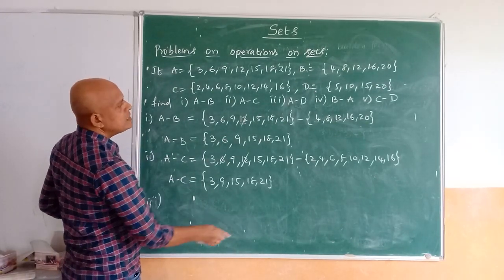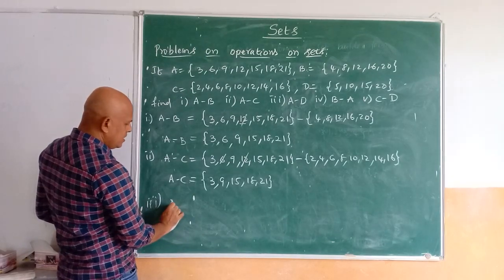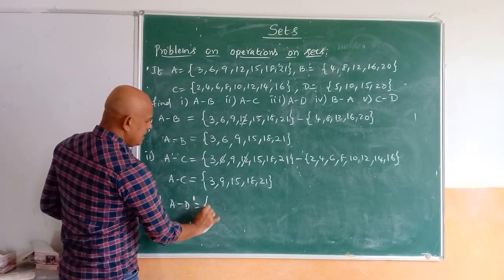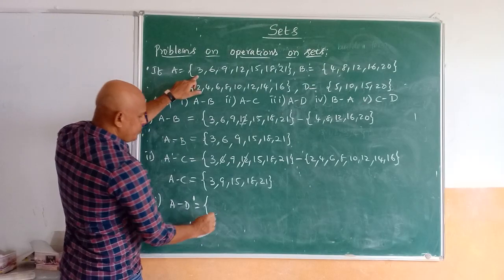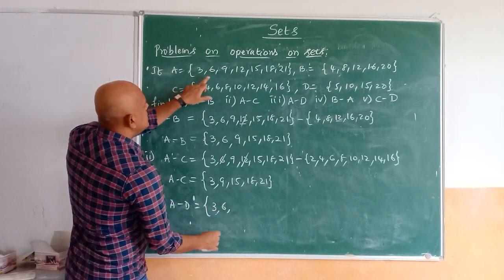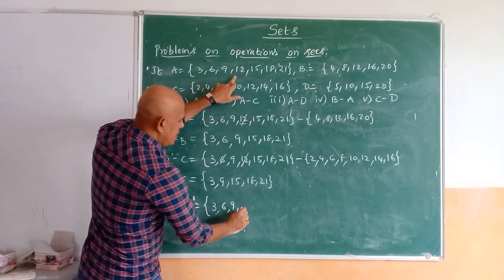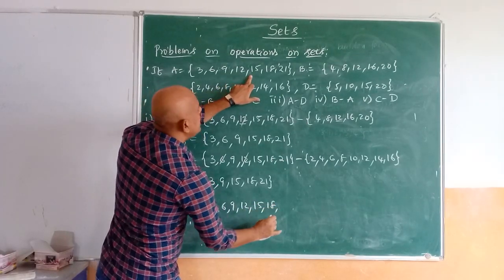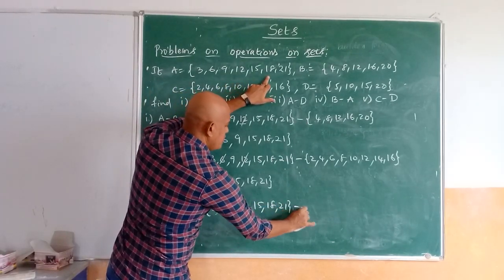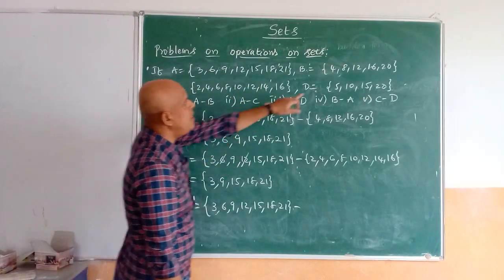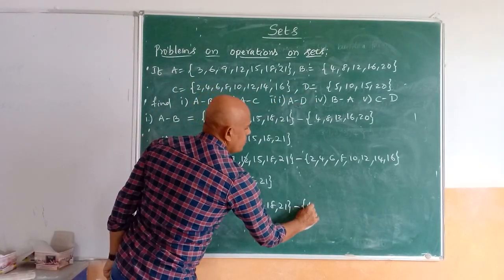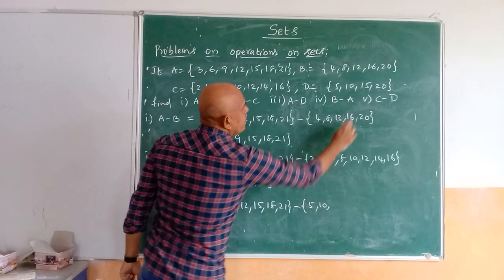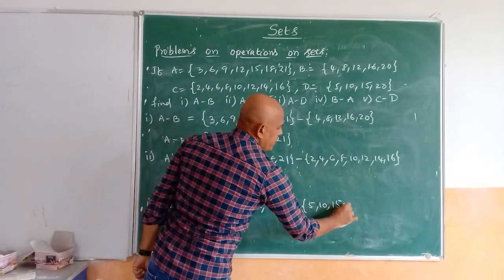The third one is A minus D. The elements of A should be written: 3, 6, 9, 12, 15, 18, 21, minus the D elements. What are the D elements here? 5, 10, 15, 20.